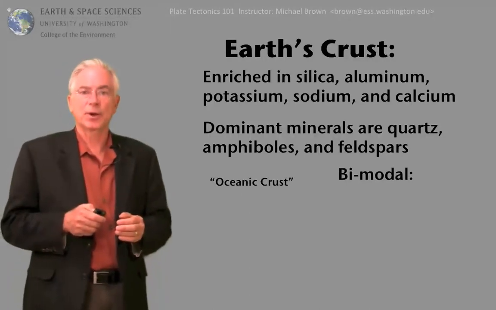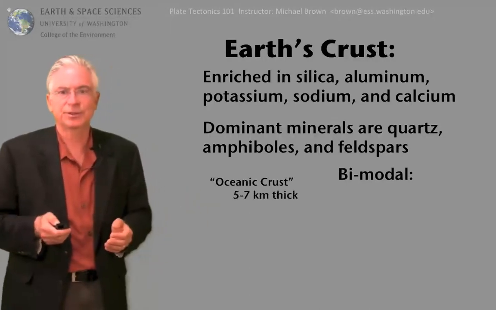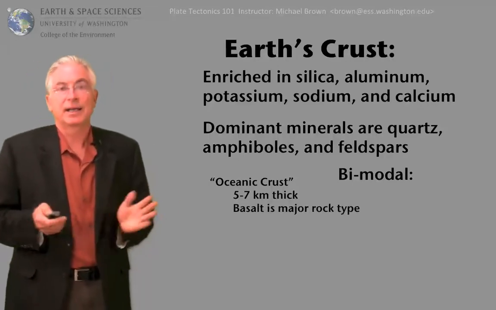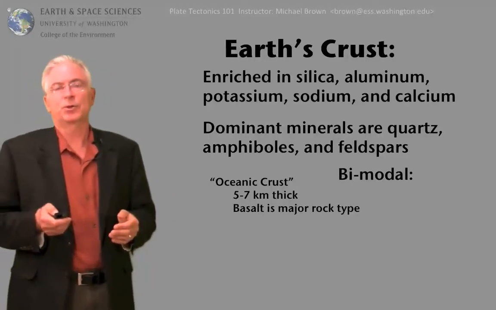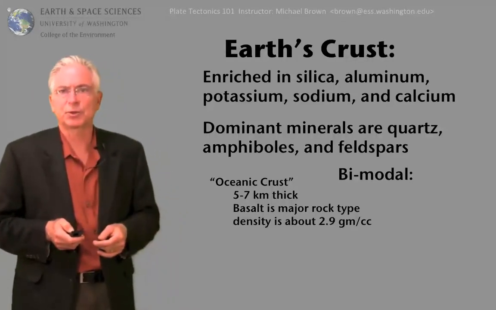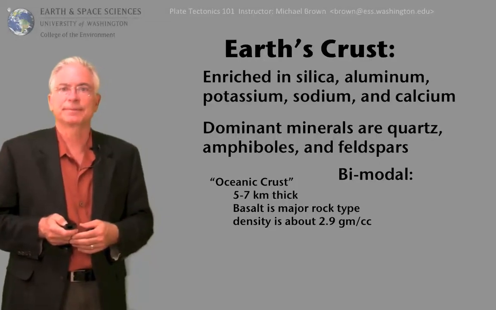There are 2 kinds of typical crust. There's the oceanic crust, the crust that underlies the ocean, which is thin. It's only 5 to 7 kilometers thick. A major rock type for the oceanic crust is basalt. The density of that's about 2.9 grams per cc.